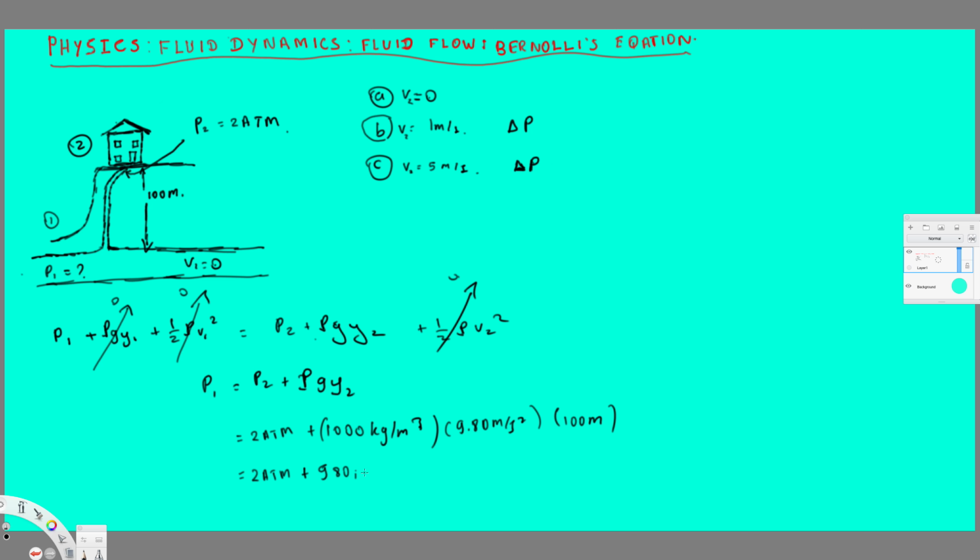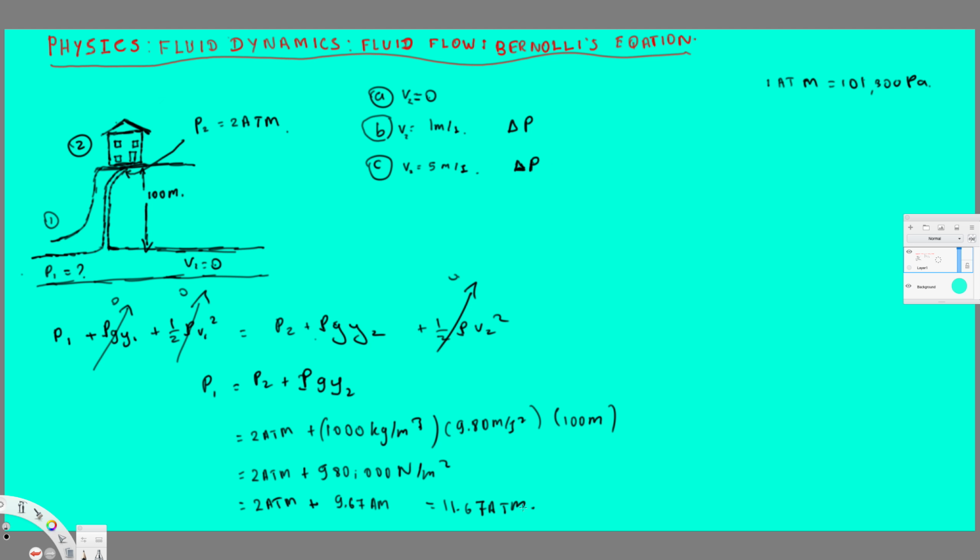980,000 Newtons per meter squared, and 1 atm is equal to 101,300 Pascal. So we can convert this into atm by dividing this value by this value. That gives us 9.67 atm, plus the 2 atm, and that is equal to 11.67 atm.